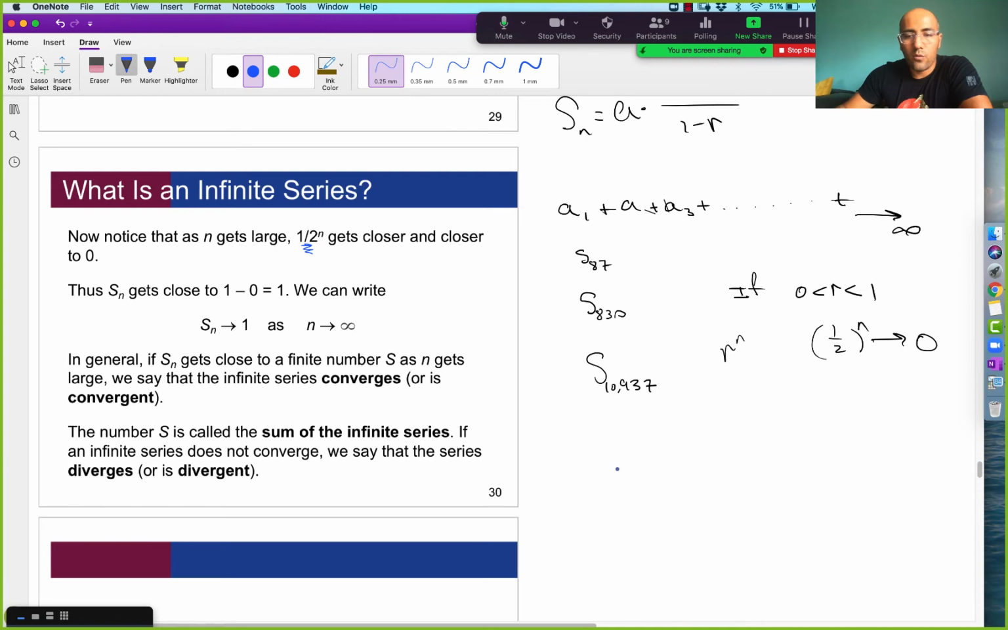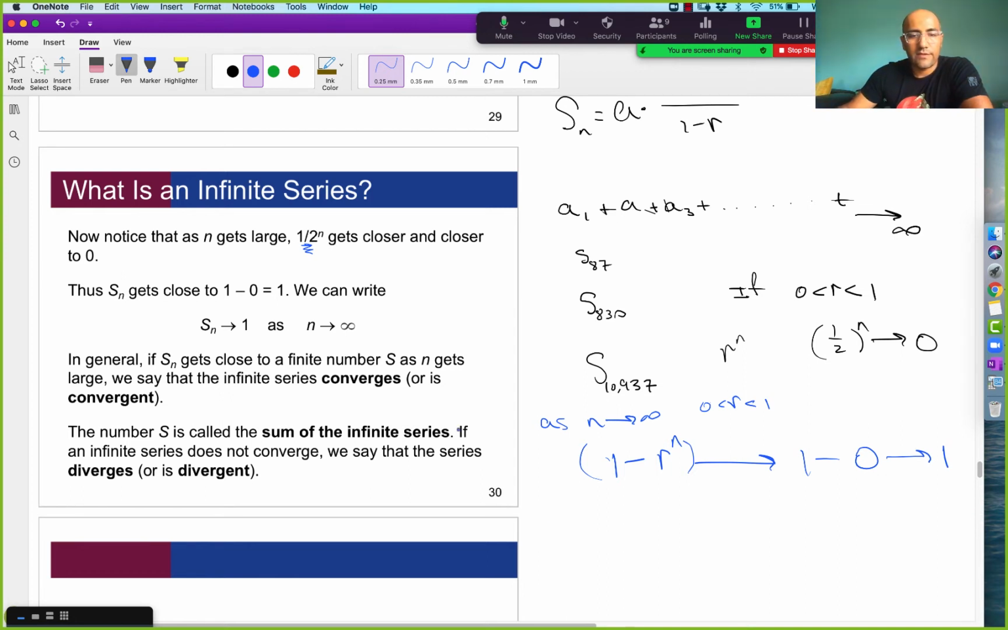So therefore, 1 minus r to the power of n will get closer and closer, right, as n approaches infinity. Oh, and I'll also put that r is a value between 0 and 1. Then this gets closer to 1 minus 0. Right? This is approaching 0, which means the whole thing is getting closer and closer to positive 1.